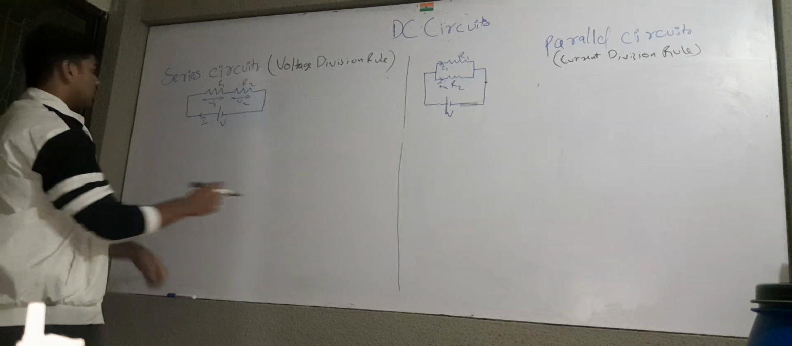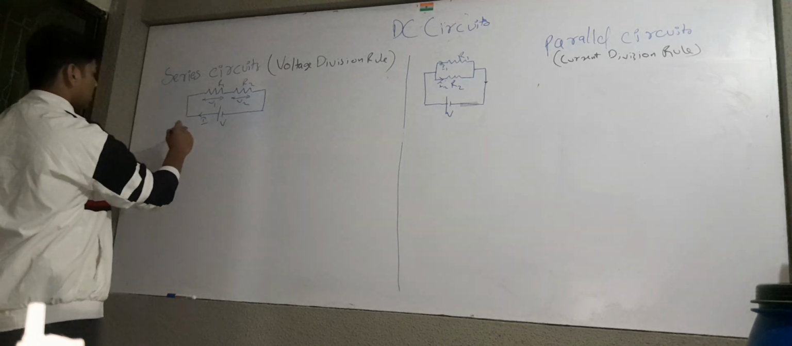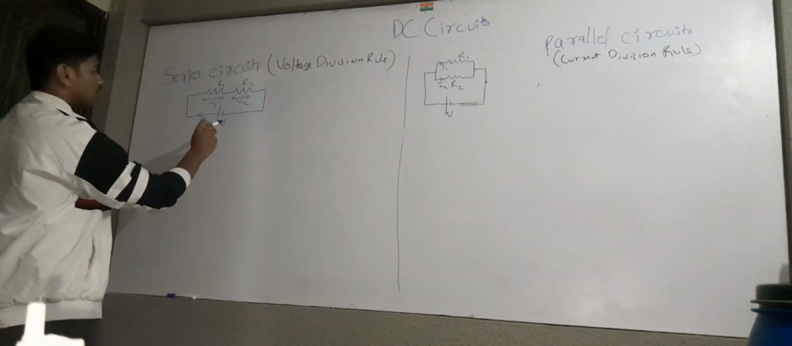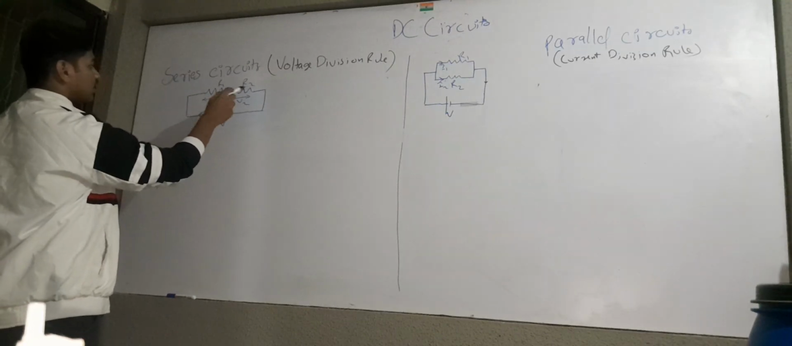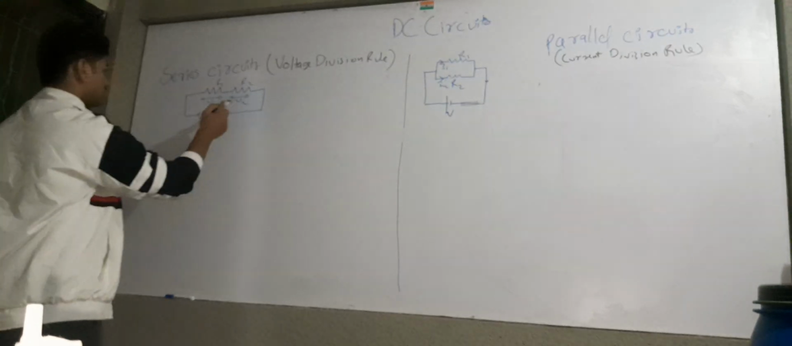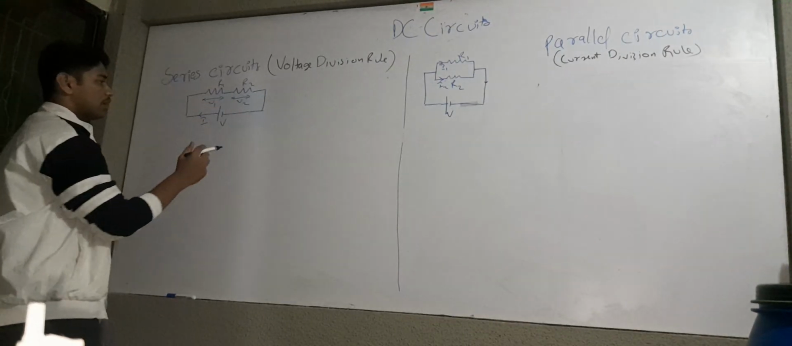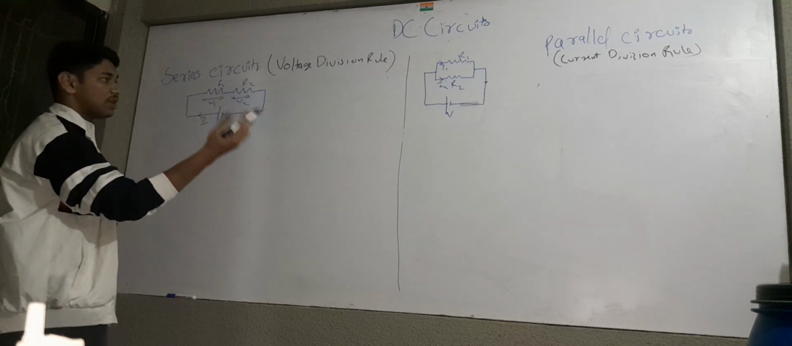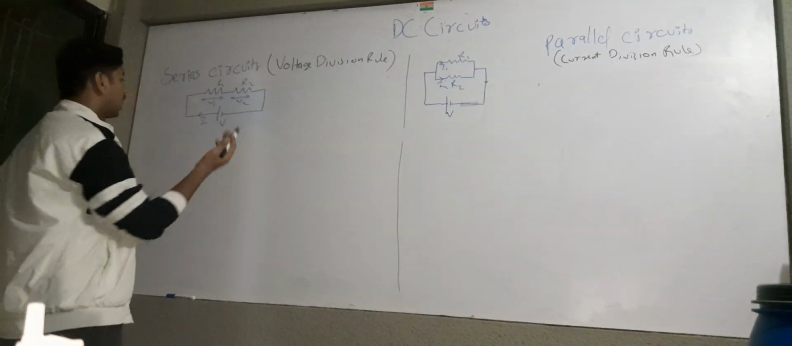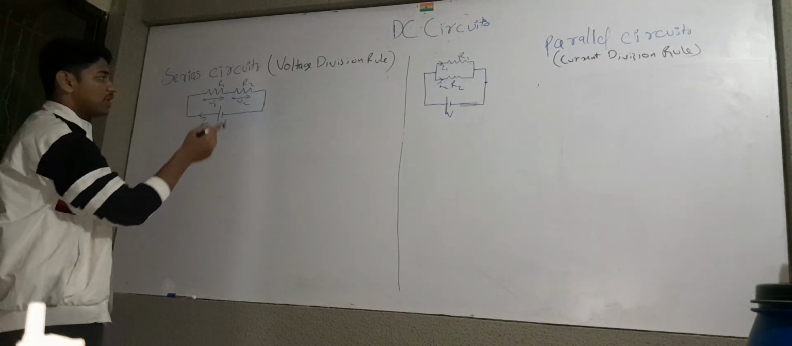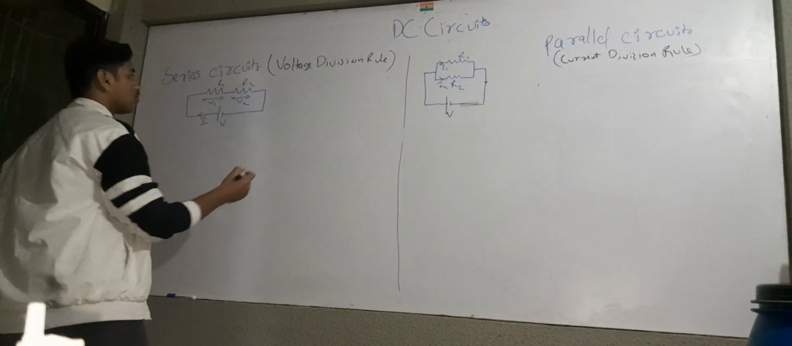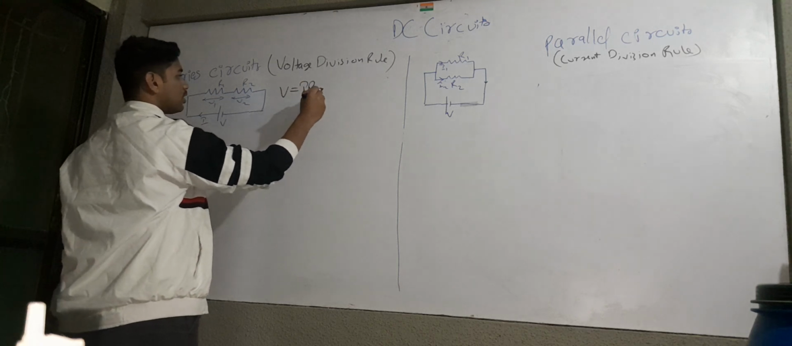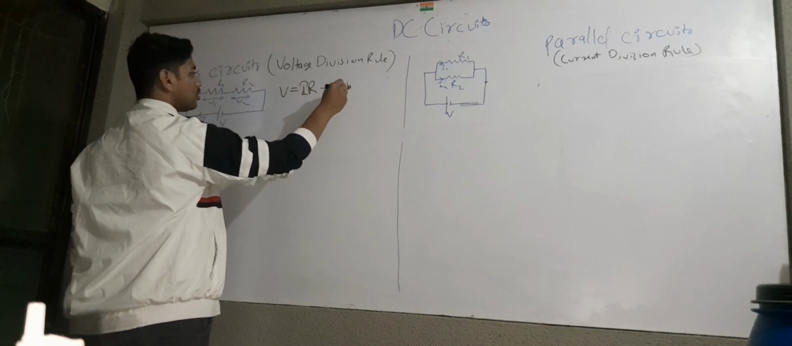So as we know, this is the circuit we've been given here, and this is the voltage of the battery, and these are the two resistances R1 and R2. Now in series we all know fundamentally that the voltage is divided between the two resistances, and the current that goes through each one is the same. So V is equal to I R as per Ohm's law.